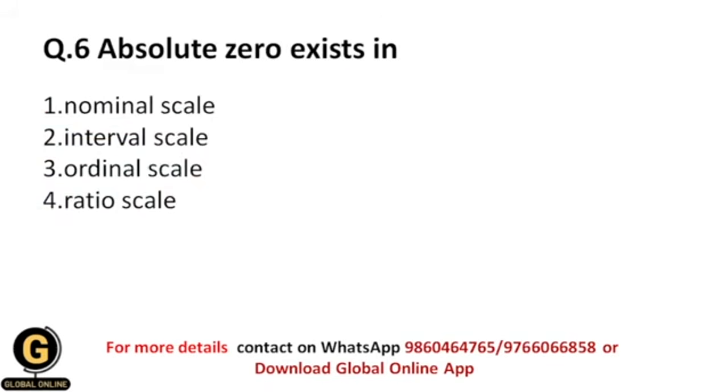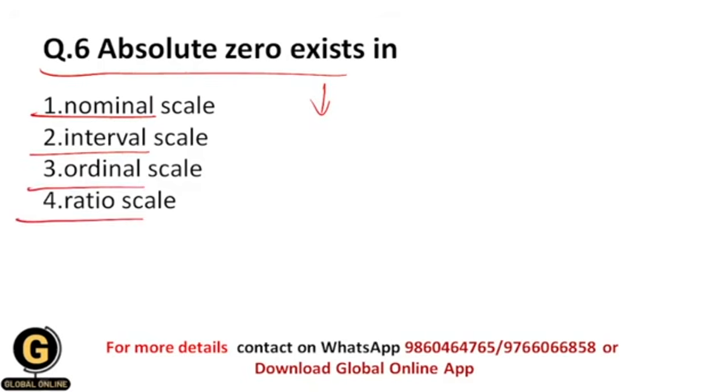Next is, absolute zero exists in. Now this is the very easiest question, whether it is nominal scale, interval scale, ordinal scale, or ratio scale.